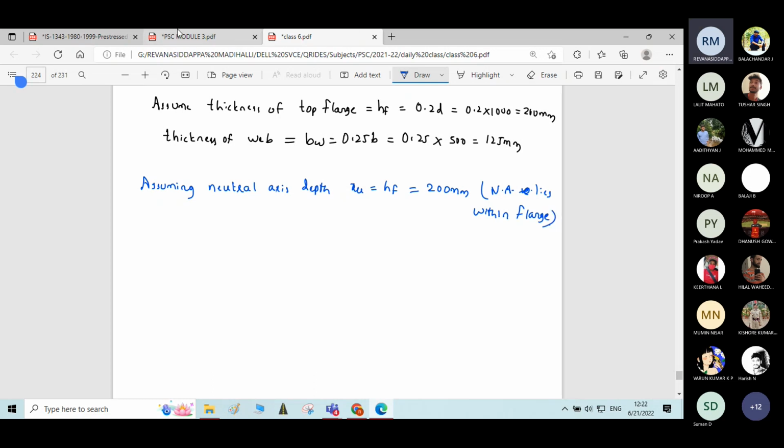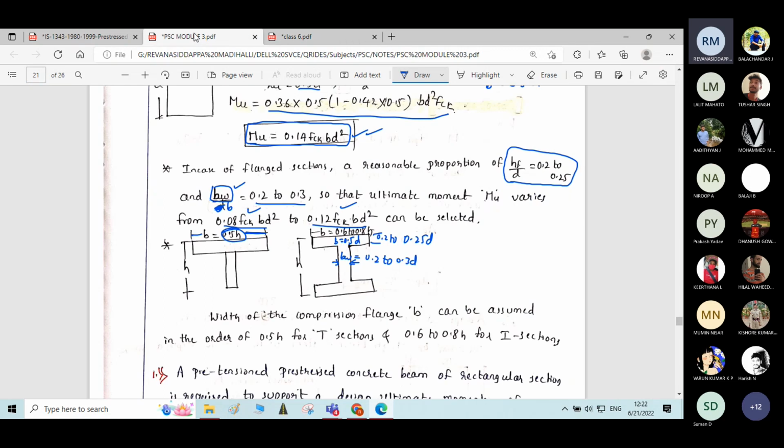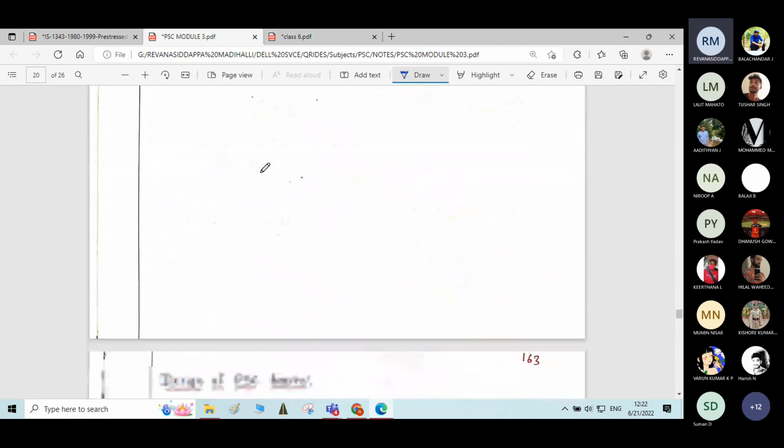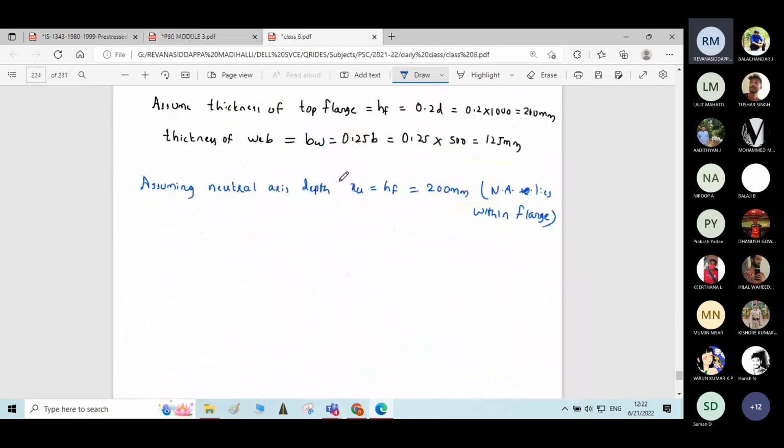Okay, if it is case 1, then no need to use the detailed formula, as we followed for the previous problem in this class. You can just directly refer to the table and the formula which is there in the code book. For that purpose, what I'm telling is assume depth of neutral axis lies within the flange only. You need to design the I section so that neutral axis lies within the flange only. That is the meaning. Okay, it is left to you.